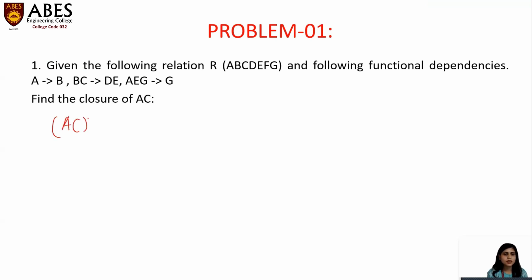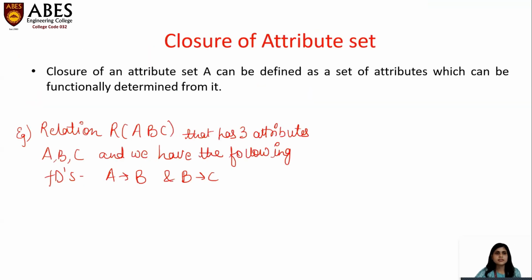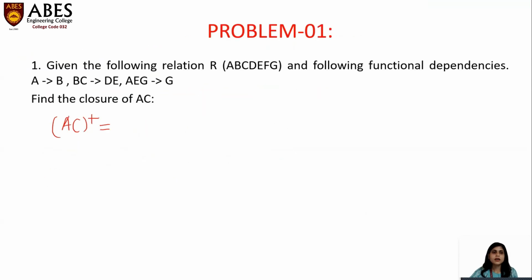By definition, the closure of any particular attribute set is the set of attributes that can be functionally determined from it. So we have to find the closure of AC. It means we have to find all the attributes that can be directly or indirectly determined by both A and C. So let's use these functional dependencies and find the closure of AC.